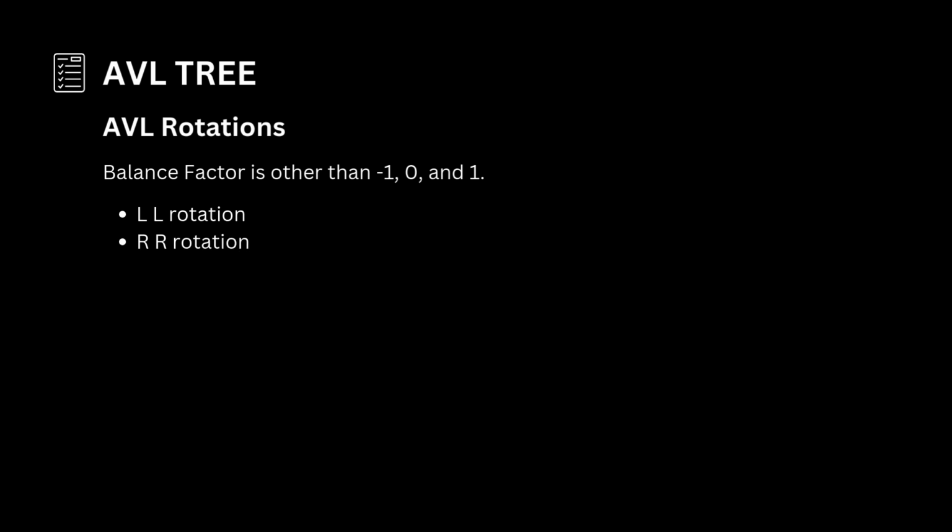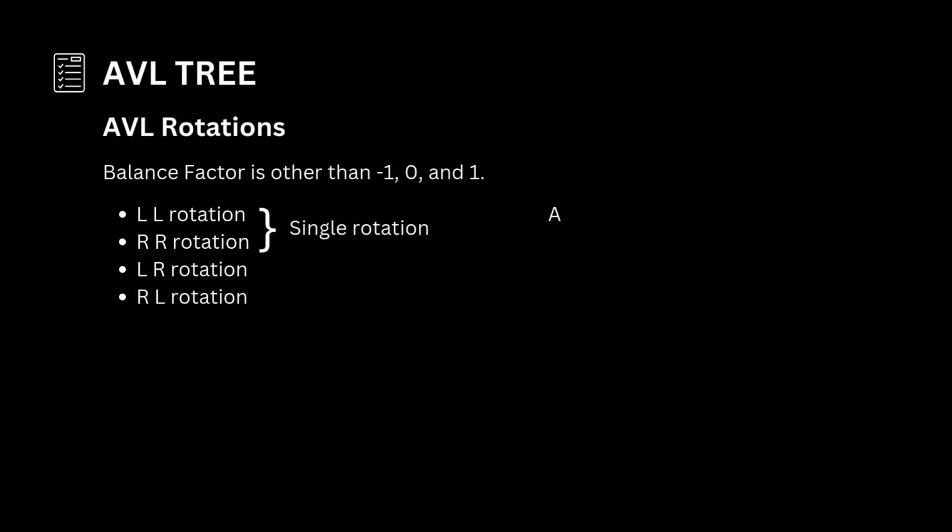Let us understand the AVL rotations. We perform rotation in an AVL tree only in case the balance factor is other than -1, 0 and 1. There are basically four types of rotations: LL rotation, RR rotation, LR rotation and RL rotation. Consider a node A as the node where the balance factor deviates from -1, 0 or 1.